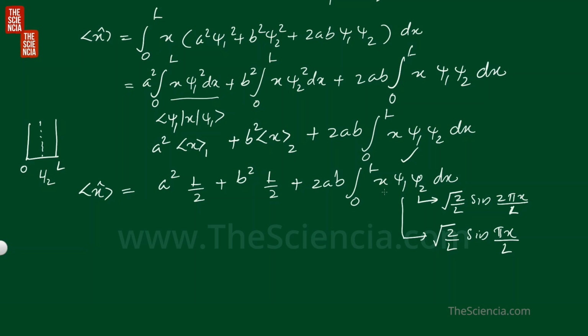So we have to do this integration, that is the integral from 0 to L of x into psi 1 psi 2. I can take the common terms, 2 by L, outside, into sine 2 pi x by L into sine pi x by L dx.